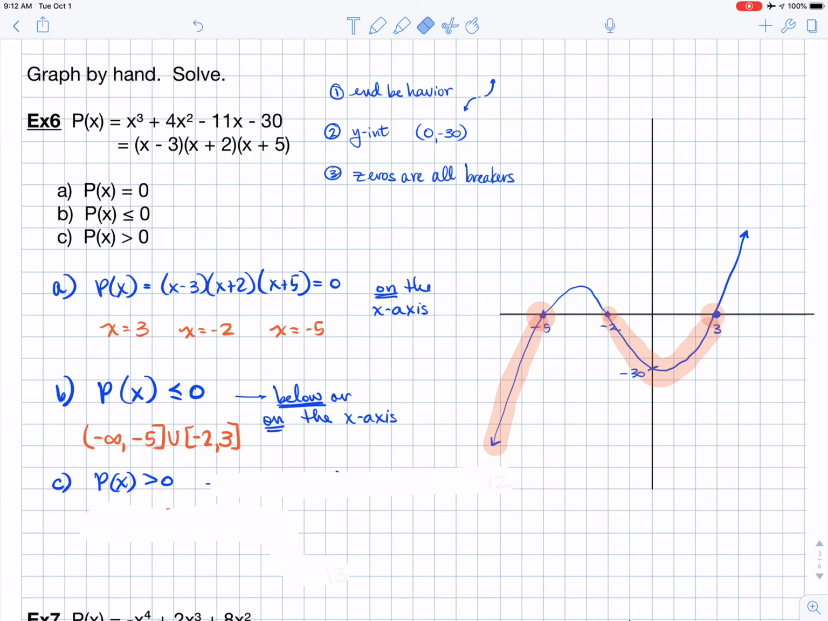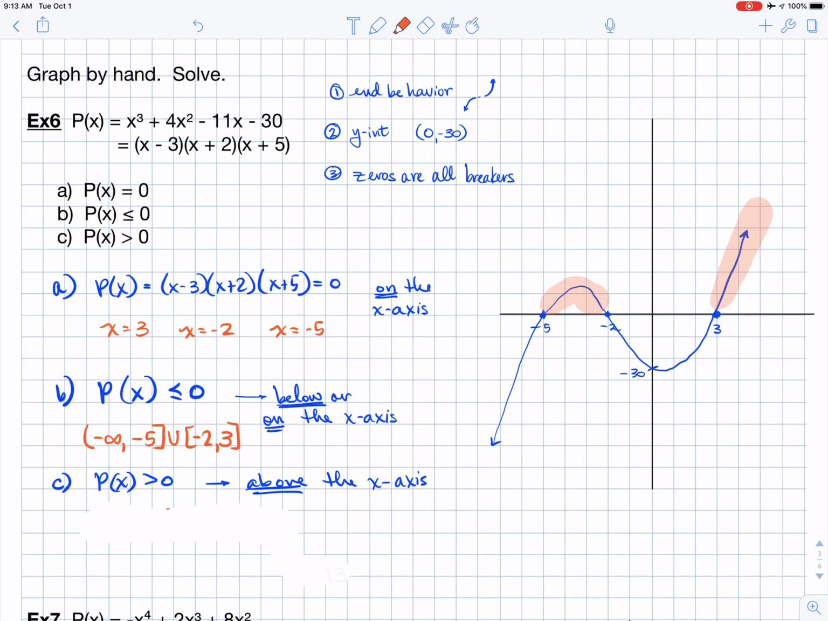All right, so now let's move to part C, which says that I want all of the pieces that are greater than 0. Now let me erase my highlighted pieces here. I want all of the pieces that are greater than 0, not on the x-axis. I only want the parts that are above the x-axis. So I have a piece here that's above, and I have a piece here that's above. So somehow I need to write down the above pieces.